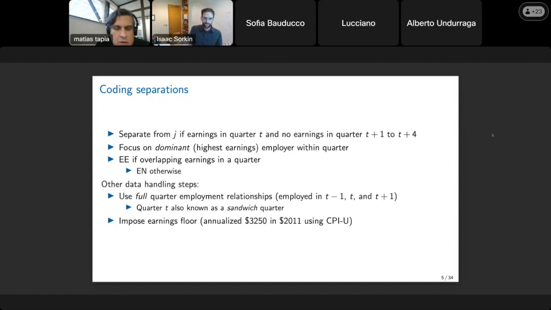Other data handling steps. I'm only going to focus on full quarter employment relationships. So you're employed in T-1, T and T+1. Quarter T is also known as a sandwich quarter because it's sandwiched between adjacent quarters. This is an attempt to reduce variation in hours. I'll also impose an earnings floor, again an attempt to minimize variation in hours and things like this.